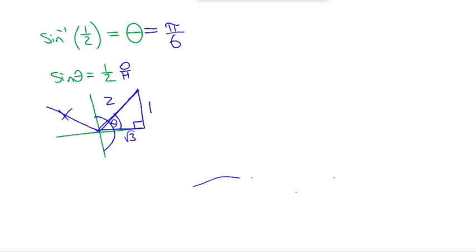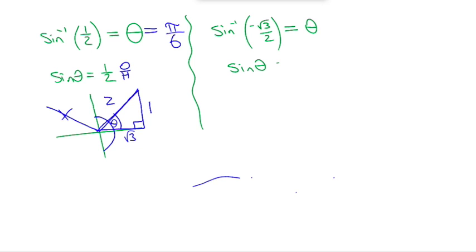Okay. How about sine inverse of negative square root of 3 over 2? I don't like that one. What is this going to equal eventually? Not specifically, what is it going to be? It's going to be an angle, theta. How can I rewrite it? Sine of theta is equal to negative square root of 3 over 2.